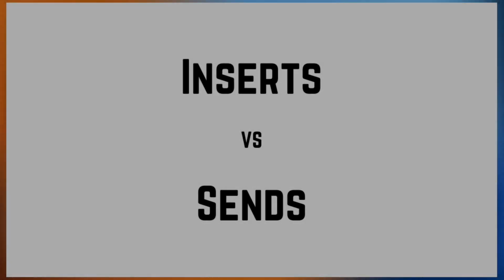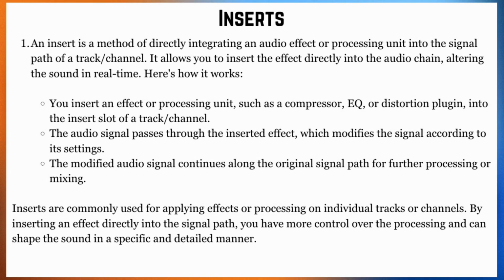Okay, here we are. Inserts versus sends. Here's a definition of inserts. An insert is a method of directly integrating an audio effect or processing unit into the signal path of the channel or the track. It allows you to insert the effect directly into the chain, altering the sound in real time. Here's how it works. You insert an effect unit, such as a compressor, EQ, or distortion plugin, into the insert slot of a track or channel. The audio signal passes through it and is affected by whatever you've inserted. Inserts are commonly used for applying effects or processing on individual tracks or channels by inserting an effect directly into the signal path.